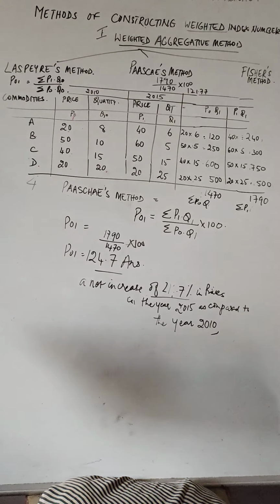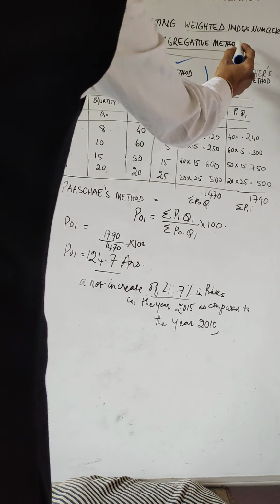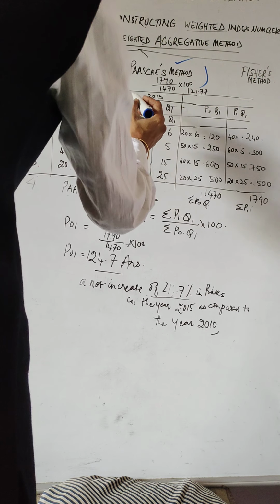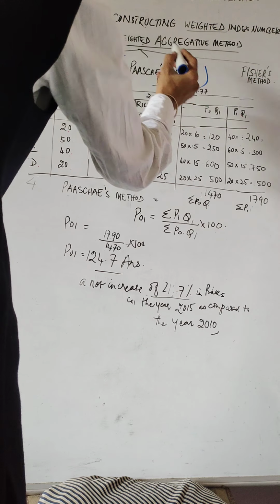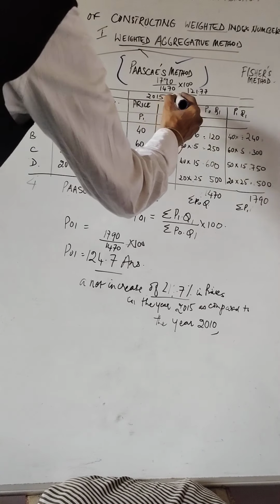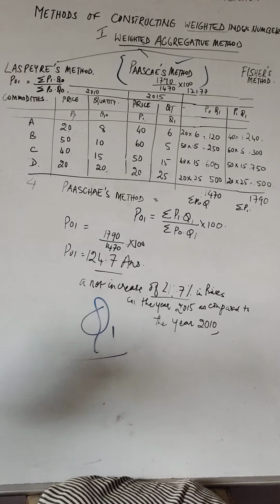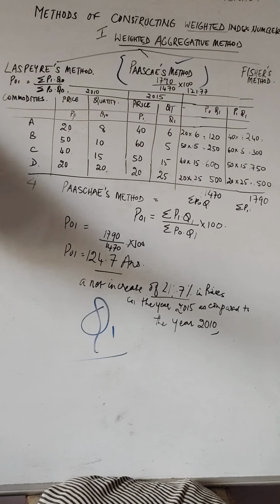In this, let me just tell you, before I even go on, we are doing Paasche's method now. Okay. So weighted aggregative method, Paasche's method of constructing weighted index number, the weighted aggregative method. And in this, we are going to consider the quantities in the current year. Just remember that, nothing else to be thought about. So this formula was given by the German statistician Paasche in 1874. So in this formula, current year quantities are taken as weights.